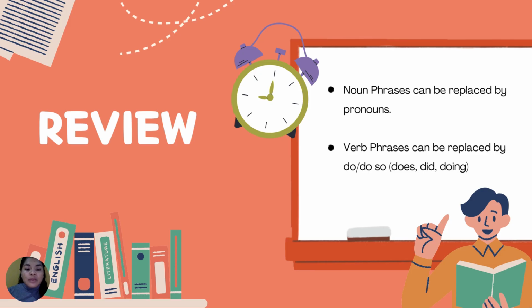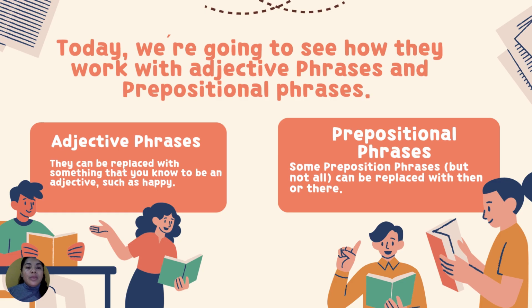Today, we're going to see something new. We're going to continue seeing how to replace adjective phrases and prepositional phrases. Adjective phrases can be replaced with something that you know to be an adjective, for example, happy. Some prepositional phrases, not all prepositional phrases, can be replaced with those two words, then or there. So we are going to see some examples.